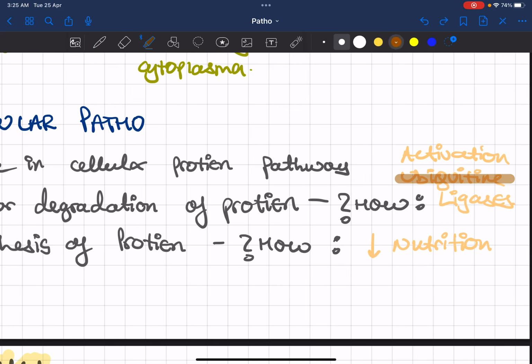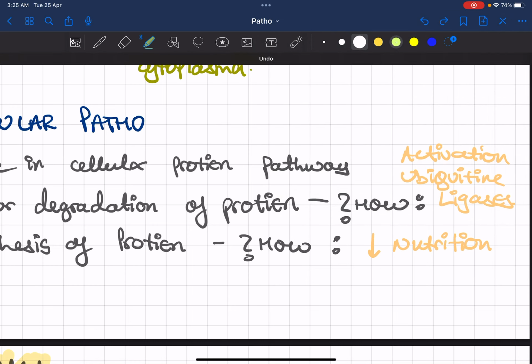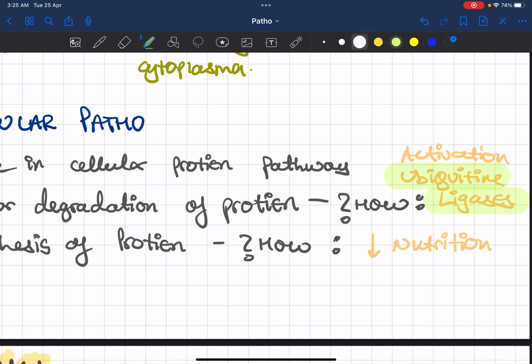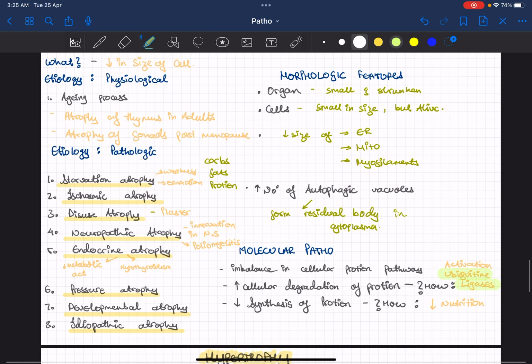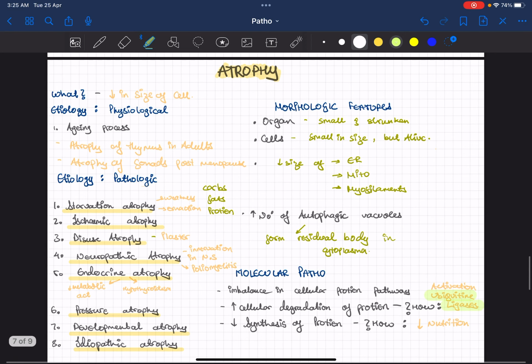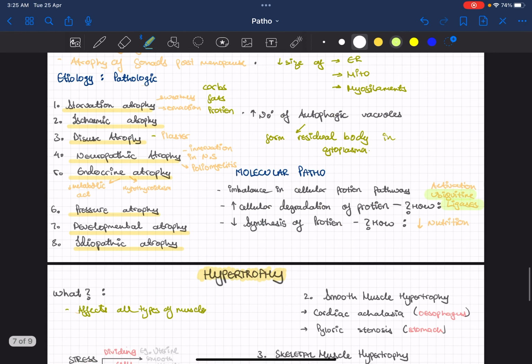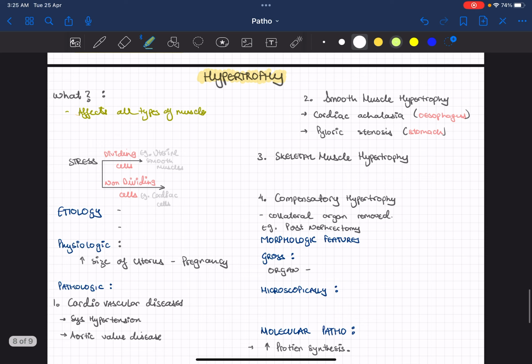I will use another highlighter for better clarity. Sorry for the delay, just a second. Yeah. So this was all about atrophy. I hope it is understood. Let's move on to the next topic, hypertrophy.